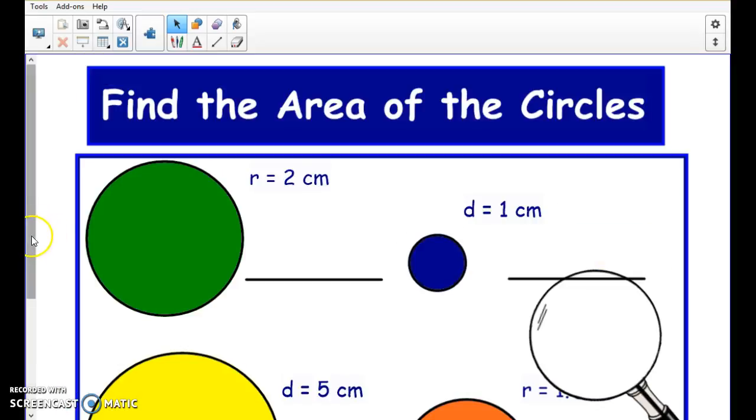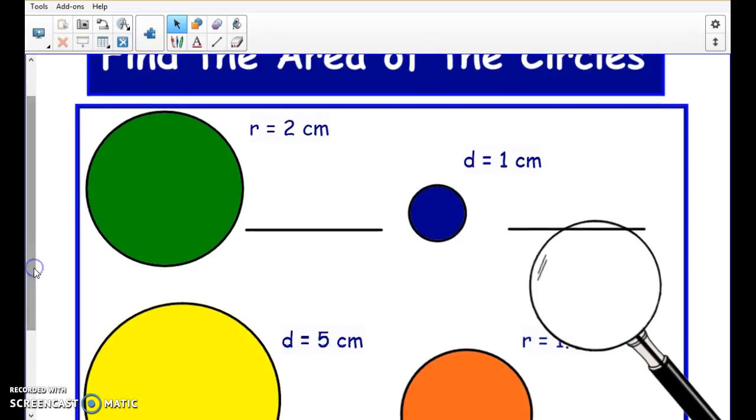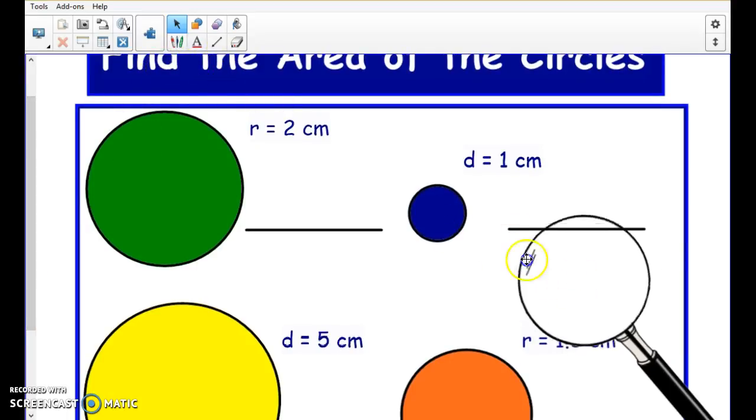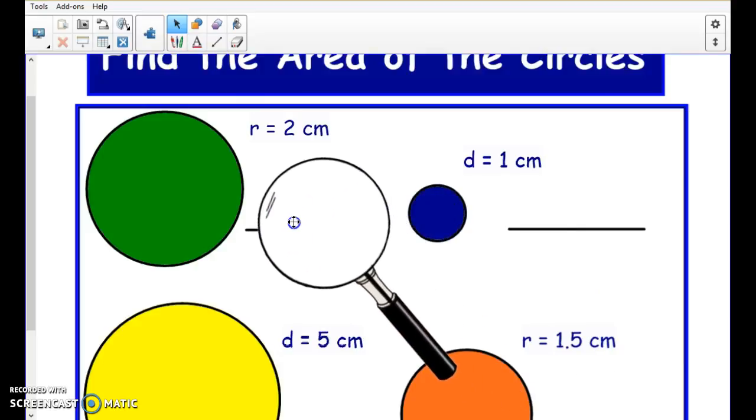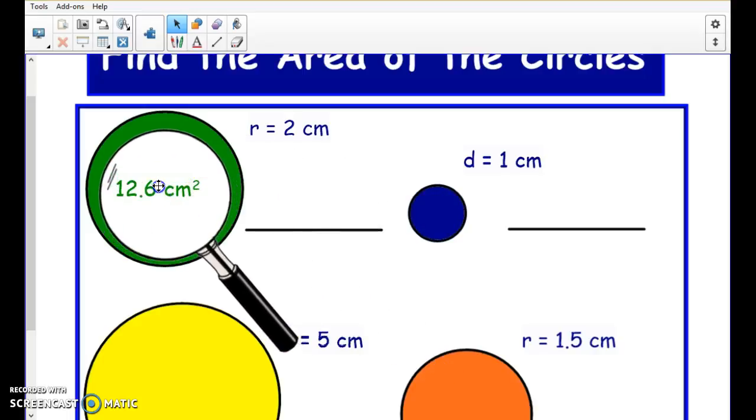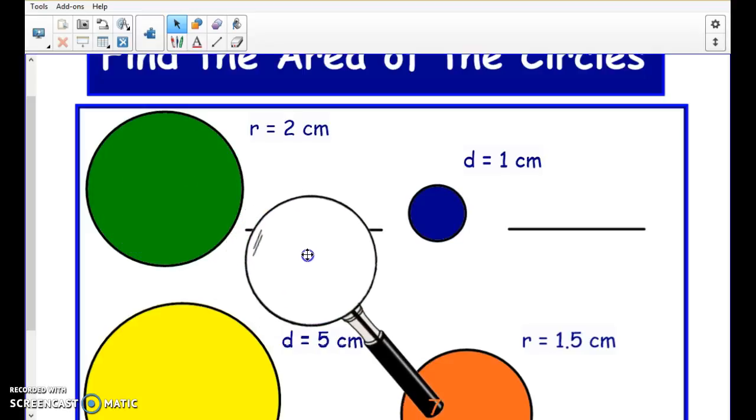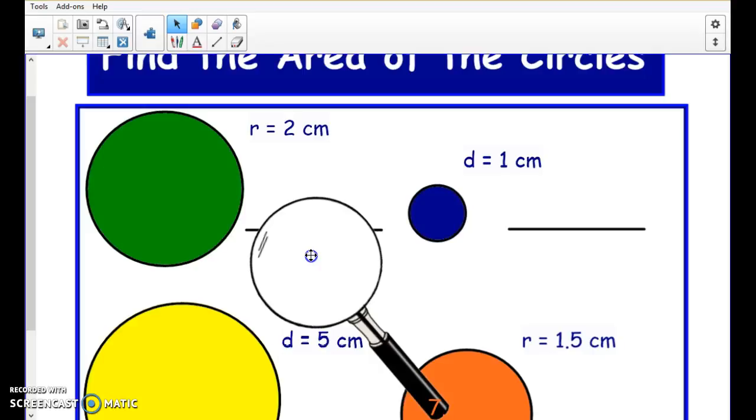Alright, moving on to area. For the green circle, I have a radius of 2, so remember I'm going to do pi times the radius squared. So 2 squared is 4. 4 times pi is going to give us a little over 12. And it's 12.6.